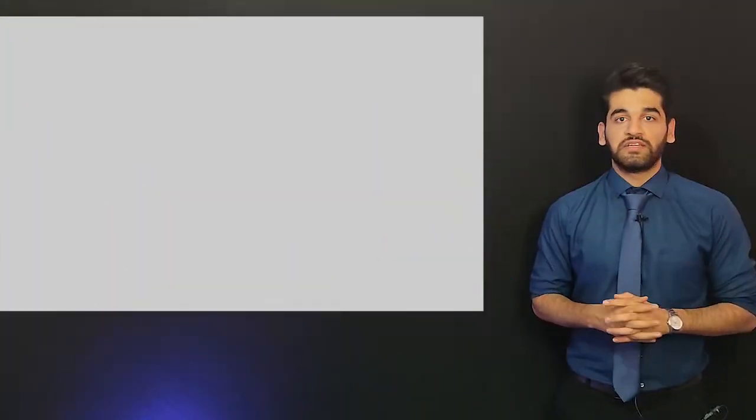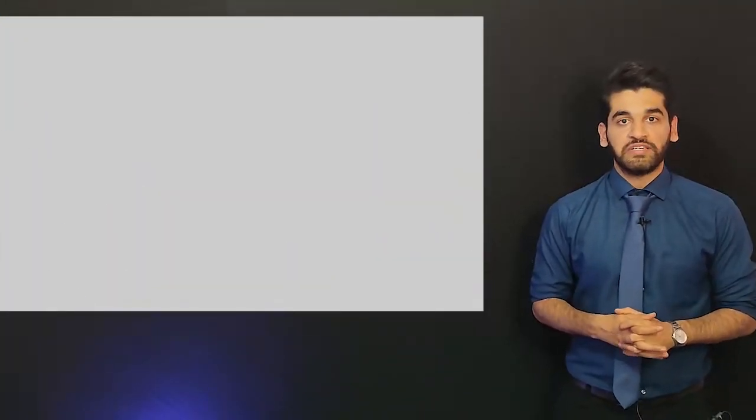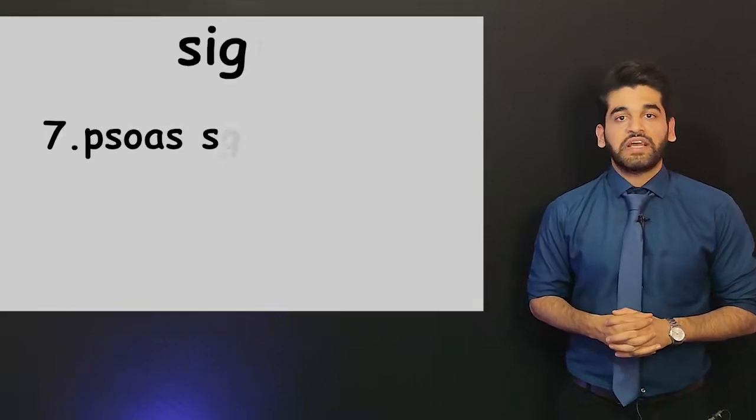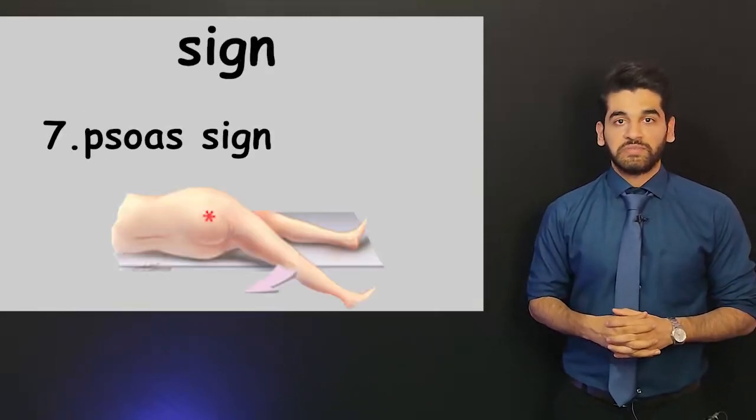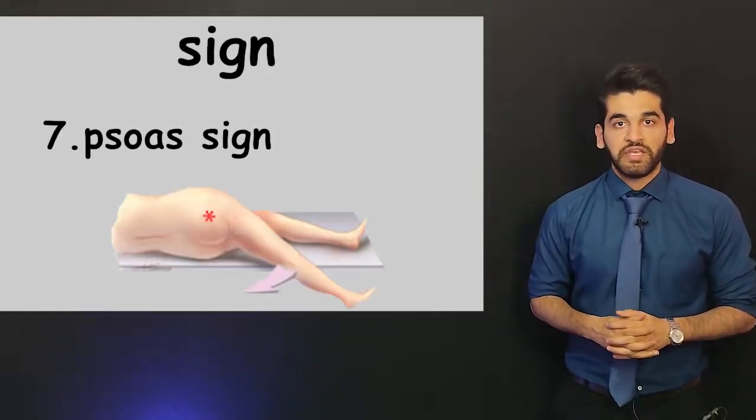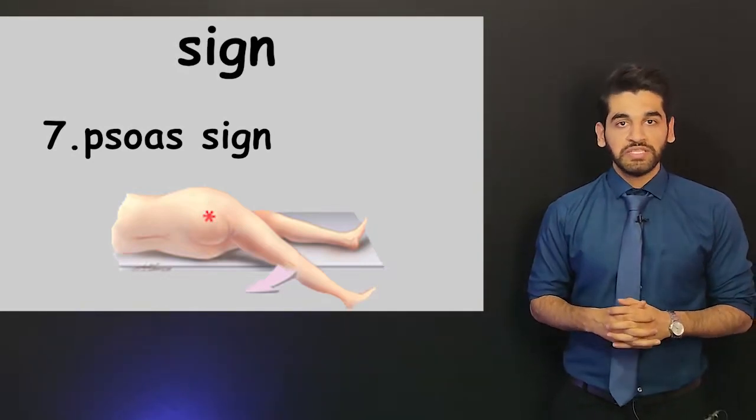The next two signs are related to anatomic variations of the tip of the appendix. Psoas sign is associated with retrocecal appendix, manifested by right lower quadrant pain with passive right hip extension, and low-end tenderness may be seen.